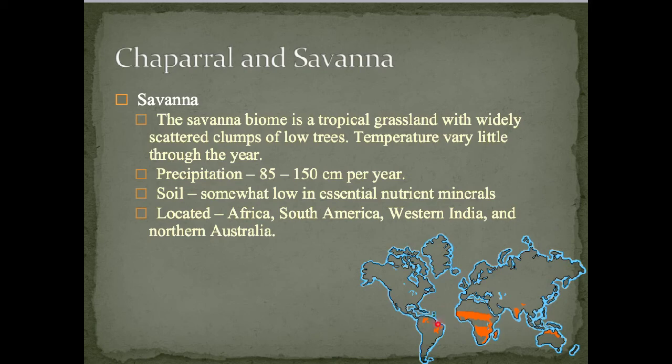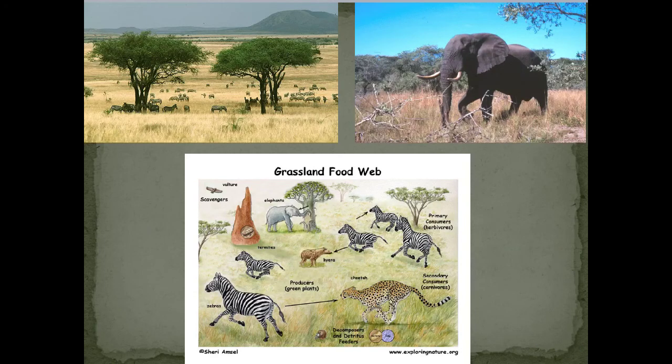looks like Brazil, and then also Madagascar. So what your savanna will typically look like, it looks like a grassland, but it has those trees. All right, some animals that you can find: elephants, zebras, cheetahs, termite mines or mounds.